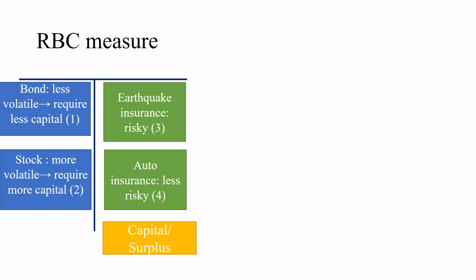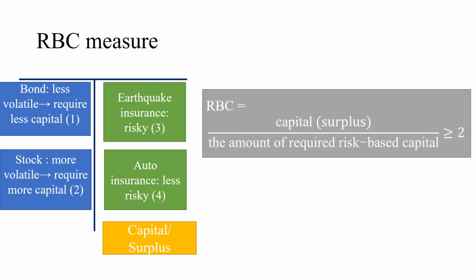Every insurance company needs to meet the RBC ratio. RBC ratio is defined as capital divided by the amount of required risk-based capital. So your numerator, capital or surplus, is your actual surplus, your assets minus liabilities. And your denominator, required risk-based capital, this amount is based on the insurance company's assets risk, underwriting risk, interest rate risk, and business risk.